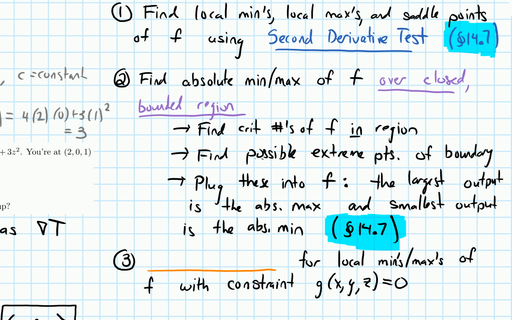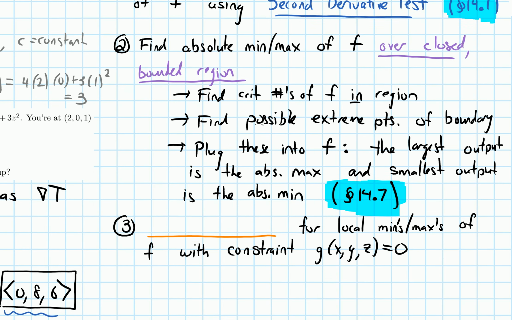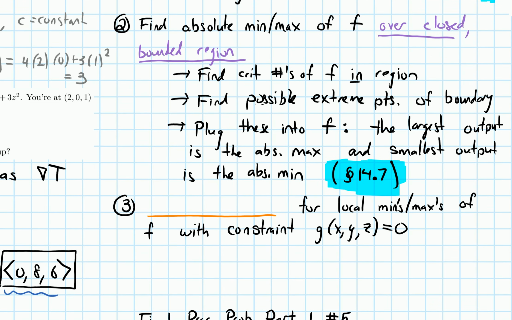how do we find critical numbers? How do we find the possible extreme points on the boundary? And then what did we do after that? Plug them into the original function. All right, so there's one final technique for max-min problems that we've learned.